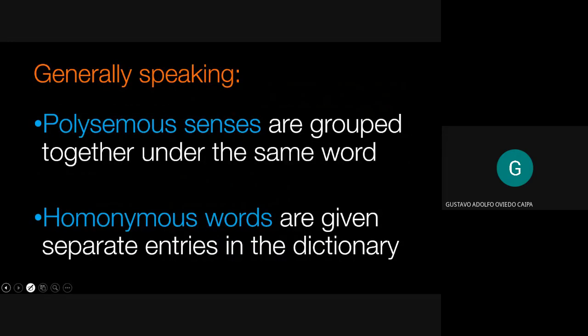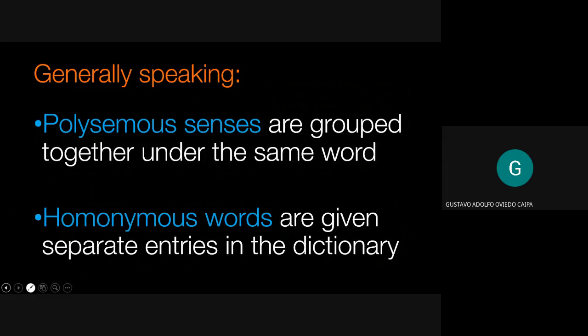So we say that generally speaking, polysemous senses are grouped together under the same word, because we say that it is the same lexeme. And homonymous words are given separate entries in the dictionary. Those entries, we call them lexical entries, basically a space in the dictionary.